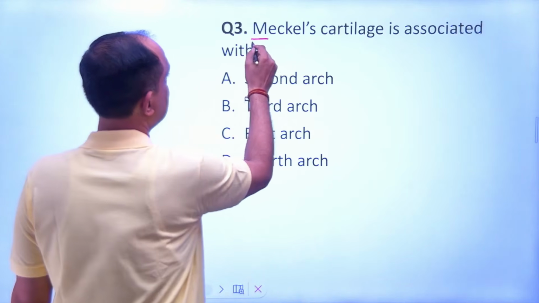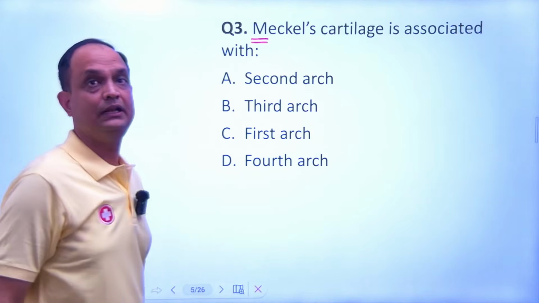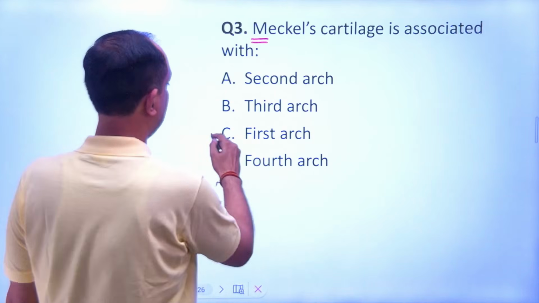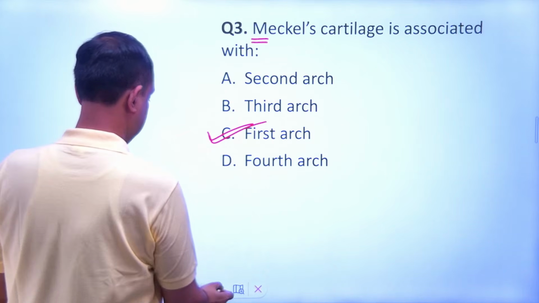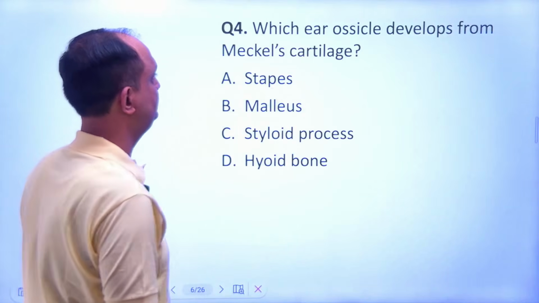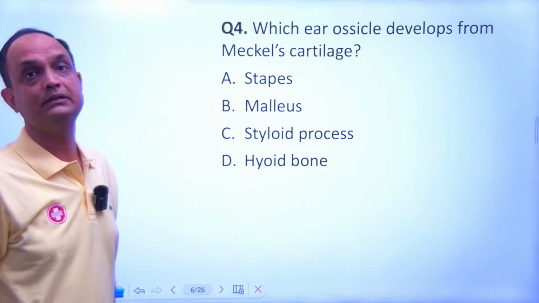Next question, Meckel's cartilage is associated with. Now this Meckel's cartilage is the cartilage of the first pharyngeal arch. So what is the answer? Answer C.